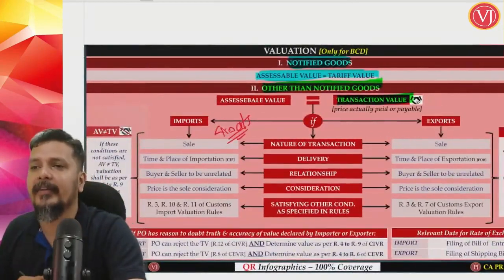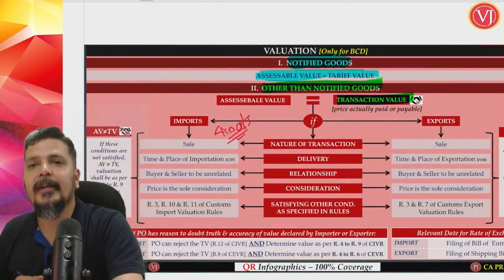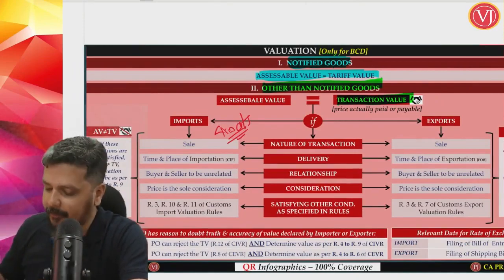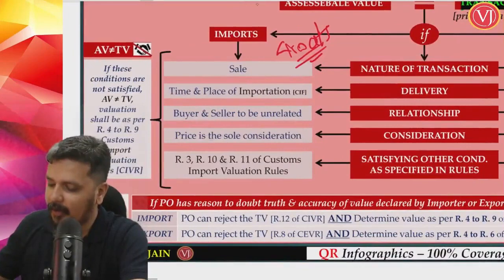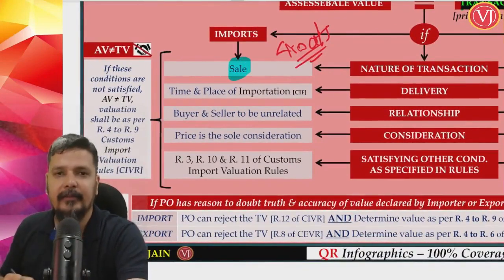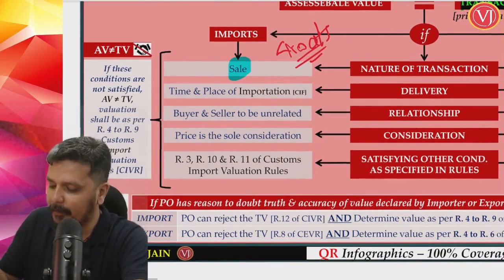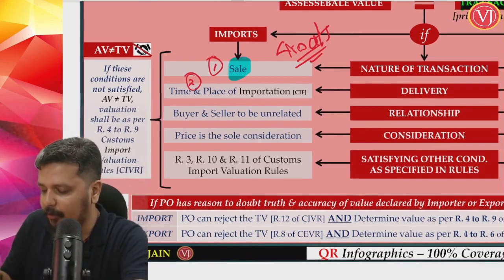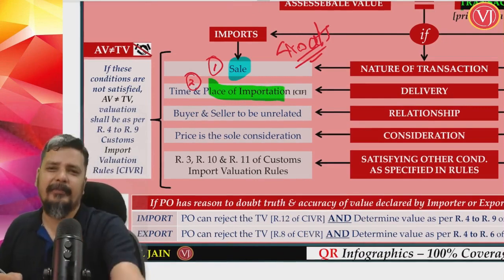Now talking about rule 3. What we are trying to understand is the rule 3 conditions. How many conditions are there? 4 plus 2. What are the first 4 conditions? The first should be a sale transaction. Second, delivery should be at the place of importation, which means India.